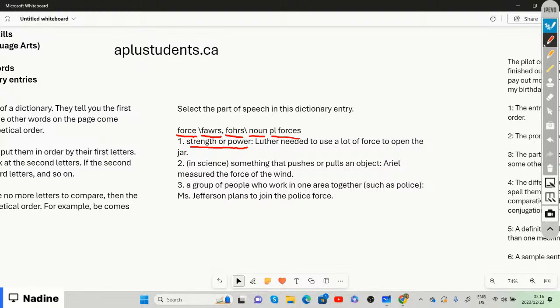Then they'll give you maybe a second meaning. So now they'll say in science, for example, something that pushes or pulls an object. So even in science, they use the word force, right? Or they practicalize force, which is something that pushes or pulls an object. With an example sentence, Ariel measured the force of the wind. And the force of the wind is not necessarily pulling something, right?